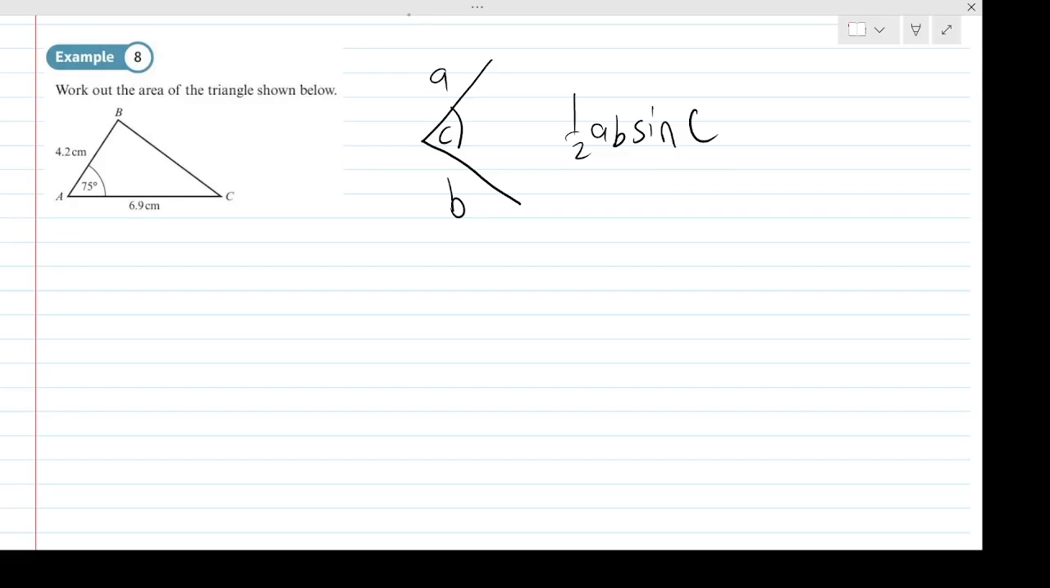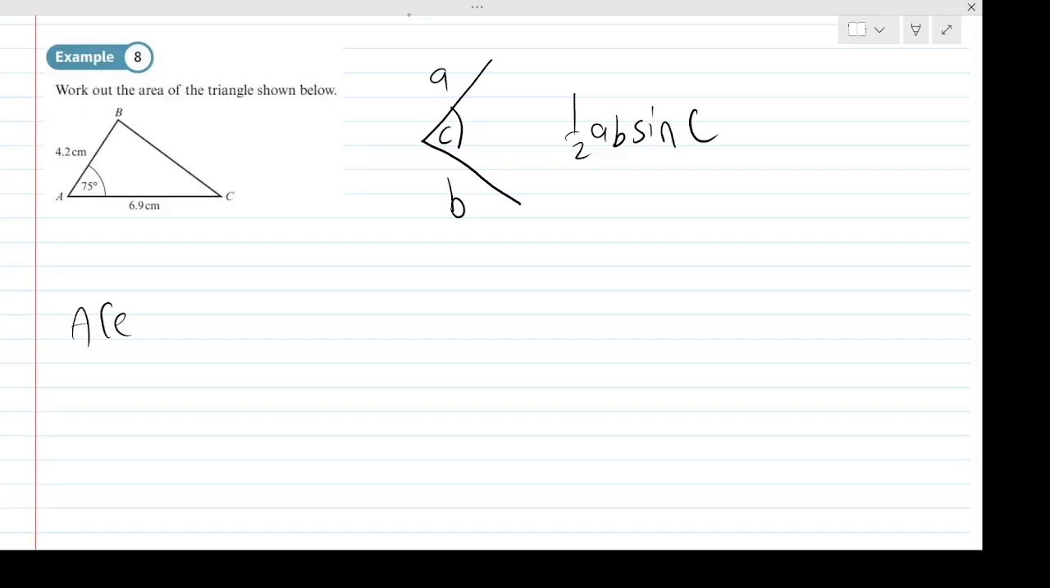So basically we want to look for an angle between two sides, effectively. That's what we've got here. We've got two sides, this 4.2, this 6.9, and an angle between them. So that's where we can use the area formula here.